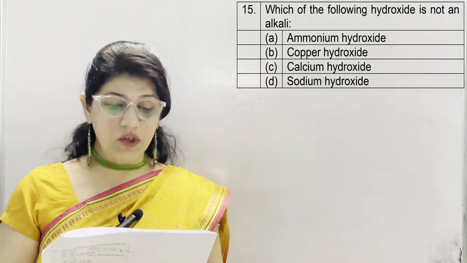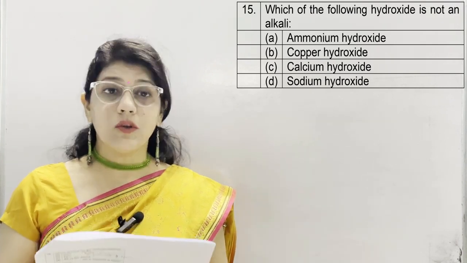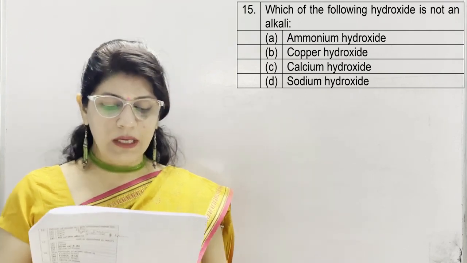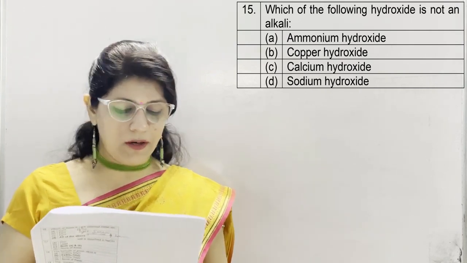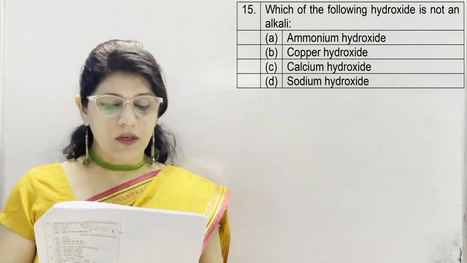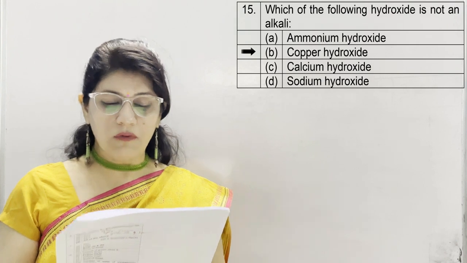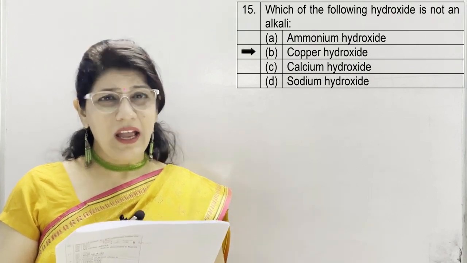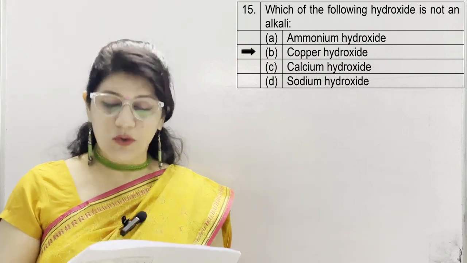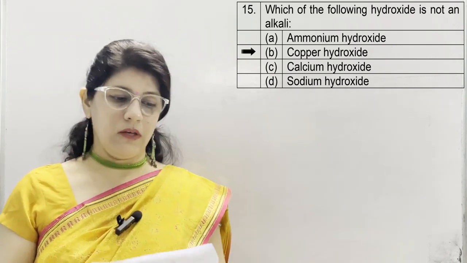Question number 15, which of the following hydroxides is not an alkali? Options are A ammonium hydroxide, B is copper hydroxide, C is calcium hydroxide, and D is sodium hydroxide. And the correct option is B, which is copper hydroxide, because we know that cupric hydroxide as well as ferric hydroxide, they are insoluble in water. So they are bases but not alkalis.